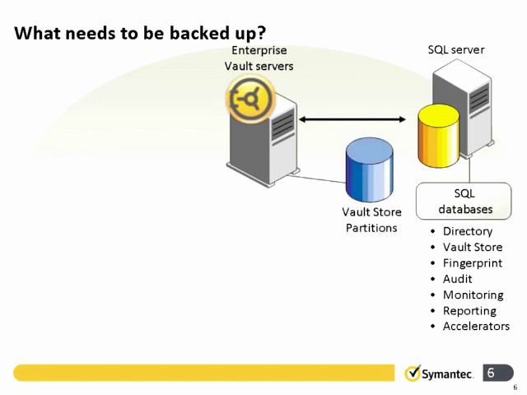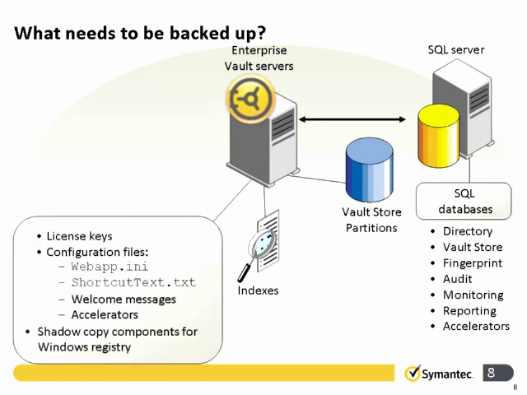You also have the Vault Store partitions. Remember, this is our physical storage of the actual archived items, so we need to make sure we back those up. The indexes, this is all the information that we're searching. These are going to be a series of flat files. So we've got to make sure that we back those items up.